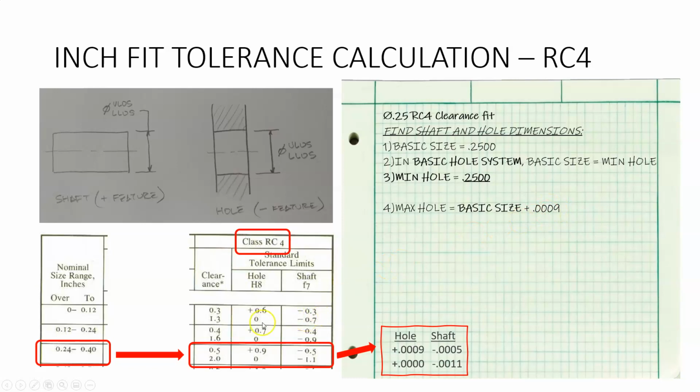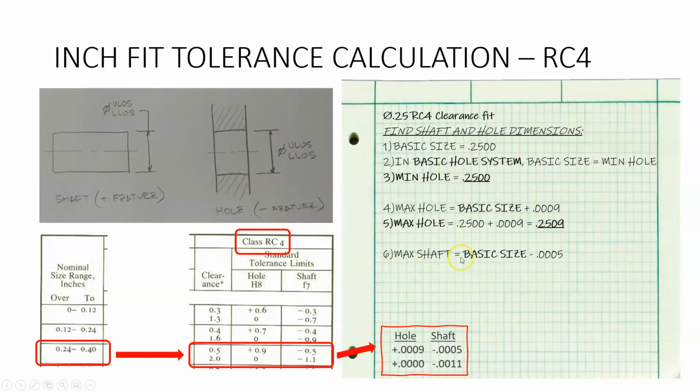Now moving on from there, the maximum hole is going to be the basic size plus 0.0009. Now, where did I get that from? Right in the table, right? The maximum hole is the basic size plus 0.0009. That's what that plus means, right? So we take our basic size and we add 9/10 of a thou, and we get 0.2509. And that's the maximum hole. So look at that. In 5 steps, we have half of the problem solved. We have all the numbers for the hole. We have the upper limit of size, and we have the lower limit of size.